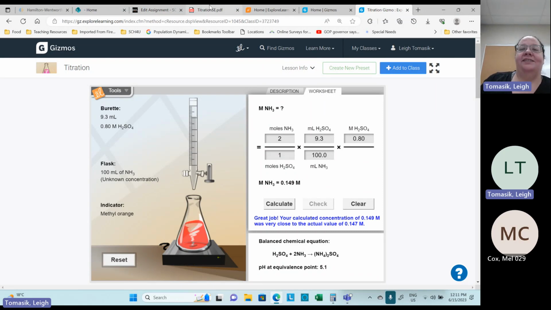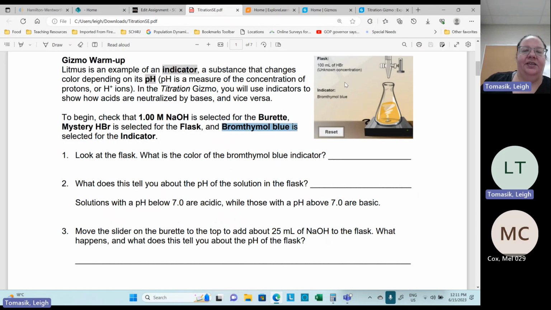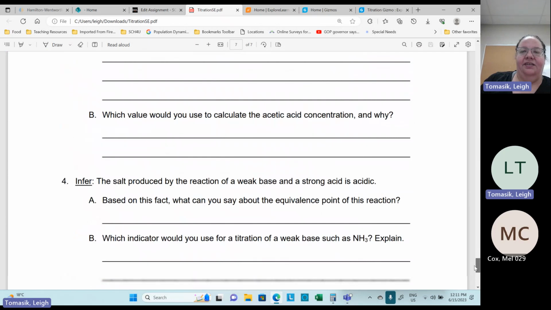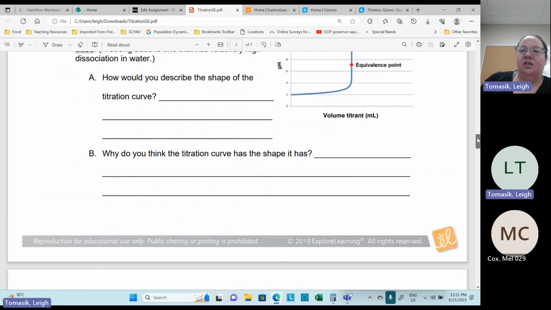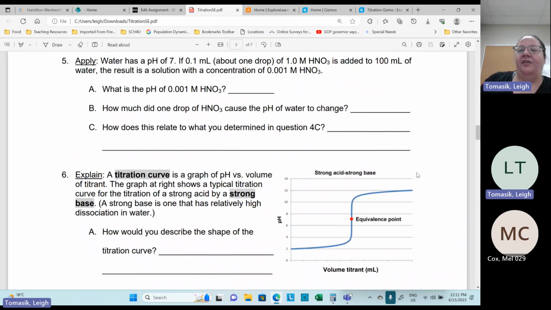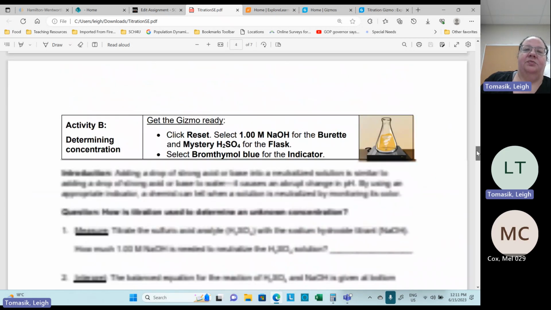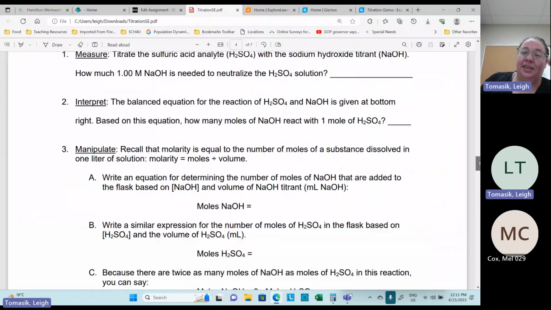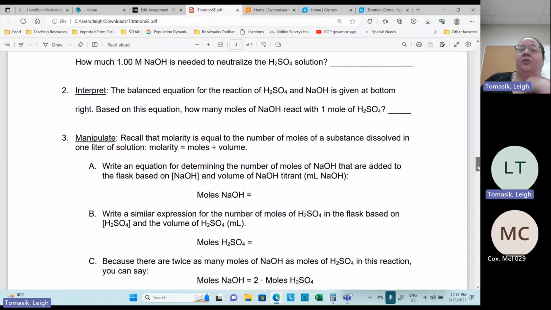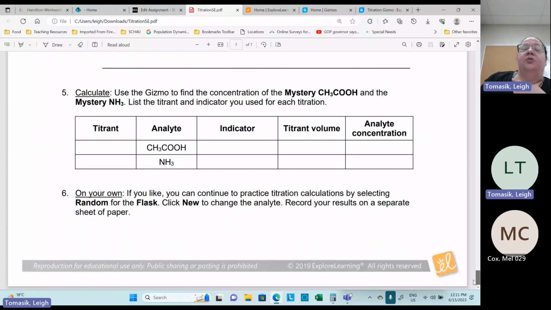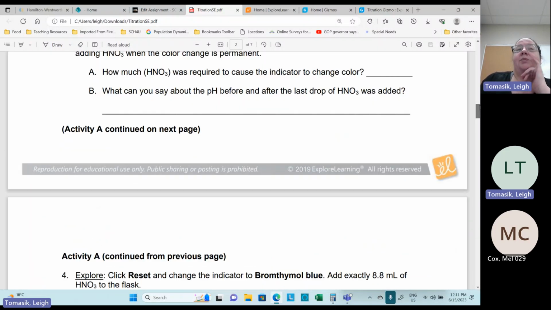Okay, so download this. It's a little bit of a lengthy lab. It's, I think, 7 pages, right? It's got some graphs for you. It's got some math for you. It's got some thinking about what's going on for you. But if you do this lab, you should understand titrations really well. So that's your homework. That's assignment 10.